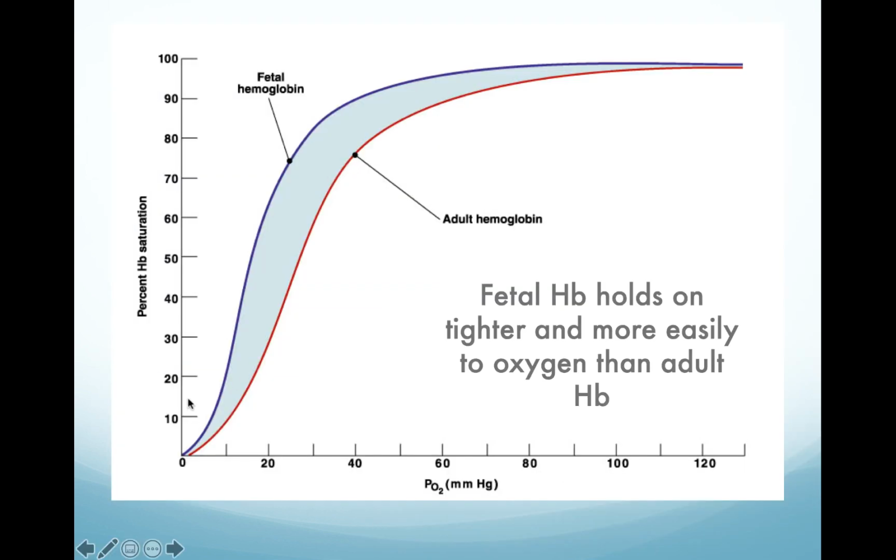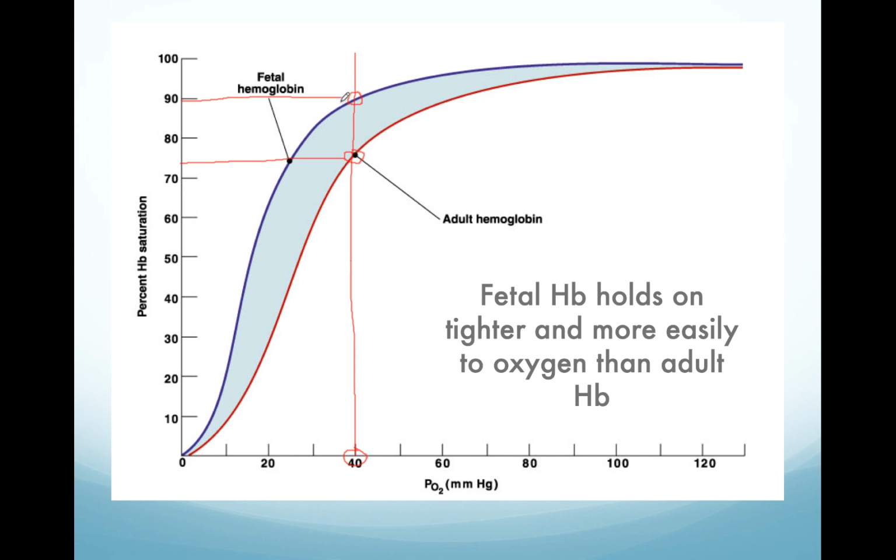The last piece of this is going to be fetal hemoglobin. And if we just look at a point of, let's say 40, we'll go back to 40. As we put that line up, who's holding on to hemoglobin tighter? Adult or fetus? I'll give you a second here. So again, who is bound to hemoglobin and oxygen more tightly?